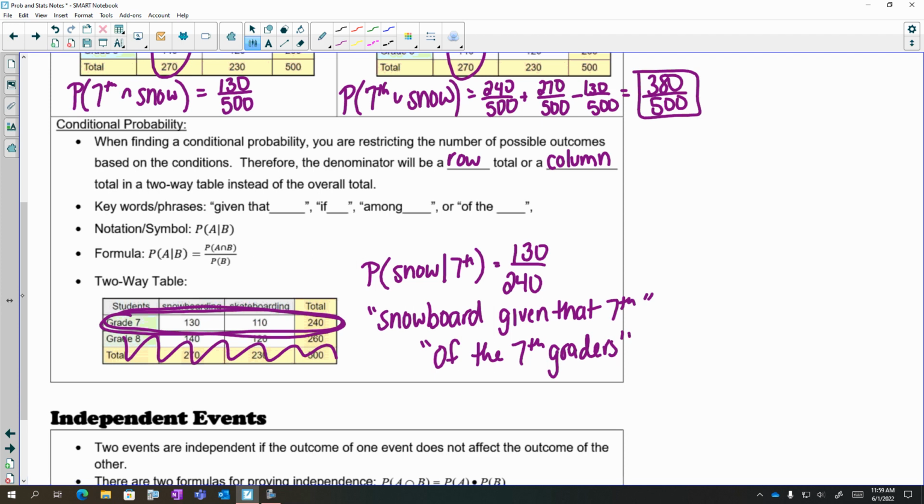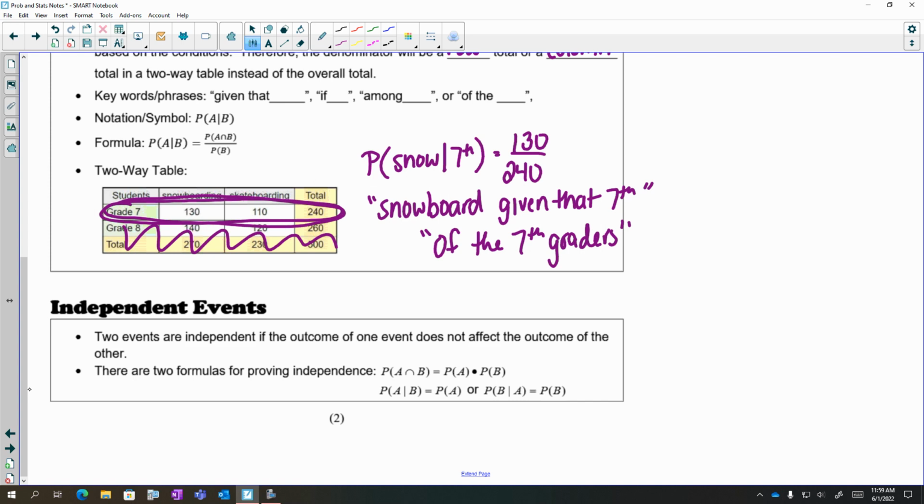Independent events. You have some formulas here. We looked at this formula for the most part, and remember that when they are equal, they're independent. When they're not equal, they're not independent.